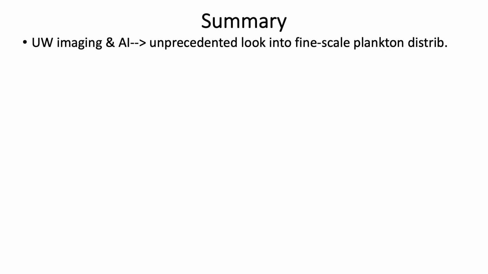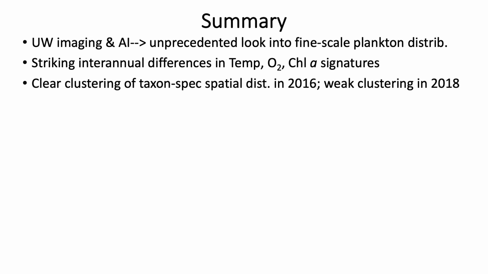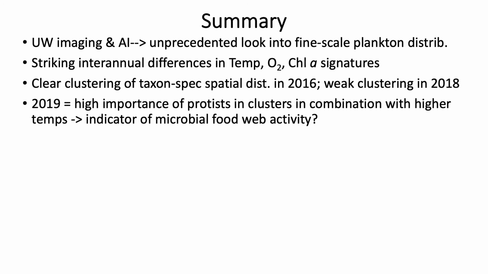In summary, underwater imaging and AI can give us an unprecedented look into the fine-scale distributions of plankton. We found striking interannual differences in temperature, oxygen, and chlorophyll A. We found a clear clustering of taxon-specific spatial distributions in 2016, a weak clustering in 2018, and an intermediary clustering in 2019. In 2019, we also found a high importance of protists in the clusters in combination with higher temperatures. This could indicate a higher activity of the microbial food web.